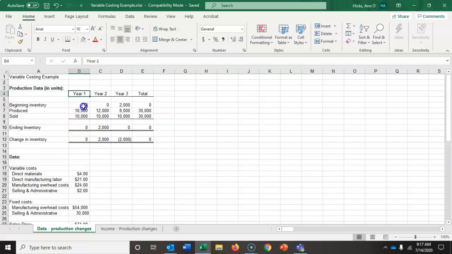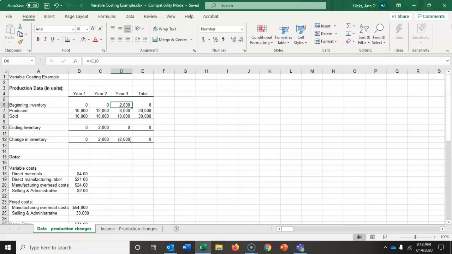So in terms of production, we're going to assume in year one that we had 0 beginning inventory. During the year, we produced 10,000 units. We sold all 10,000, meaning we had ending inventory at year one of 0, a change in inventory of 0. Okay, we started with nothing, we ended with nothing, no change. Year two, we'll start with what we had at the end of year one, which was nothing. We produced 12,000 units. We sold only 10,000. So we have ending inventory at year two of 2,000 units, an increase of 2,000.